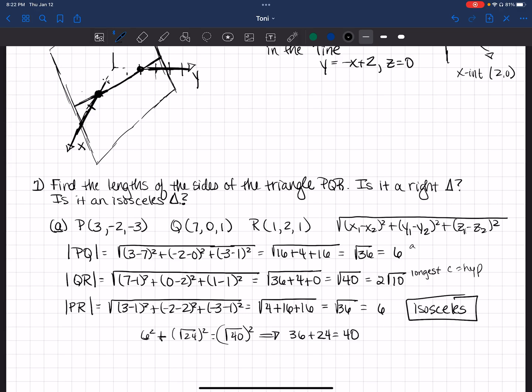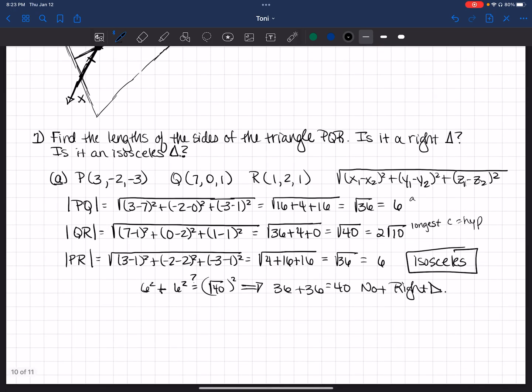And of course, this is still going to be the longest side, so we can check that right triangle. Also, let me go back and fix that. So I've got 6 squared plus 6 squared equals, supposed to equal, we're checking to see, we don't know. Does it equal the square root of 40 squared? Okay. And we pretty much know that answer. 36 plus 36 does not equal 40. So that is not a right triangle. Okay. That's just A.